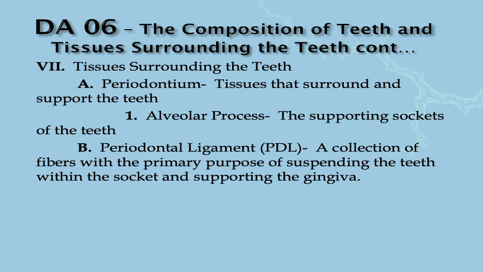The tissues surrounding the teeth, we've got the periodontum, which is the tissues that support and surround the teeth. Part of the periodontum is the alveolar process, which is the supporting sockets of the teeth. And then we've got the periodontal ligament, which we spoke about earlier. The PDL is a collection of fibers with the primary purpose of suspending the teeth within the socket and supporting the gingiva.